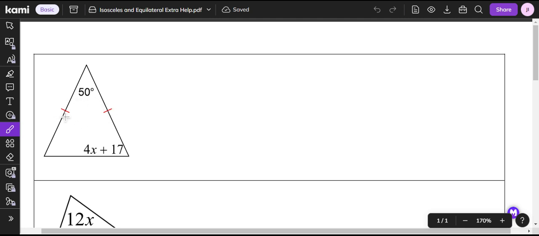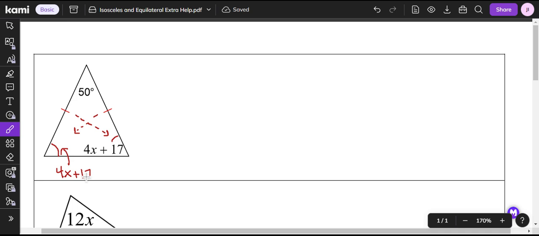So if I'm looking at an isosceles triangle, if we go straight down from the sides, or across from the sides, we have our base angles. All right, so this 4x plus 17 is equal to this over here. So in that case, this angle is equal to this one, so they are both 4x plus 17.